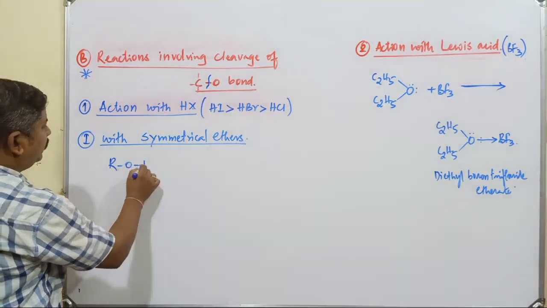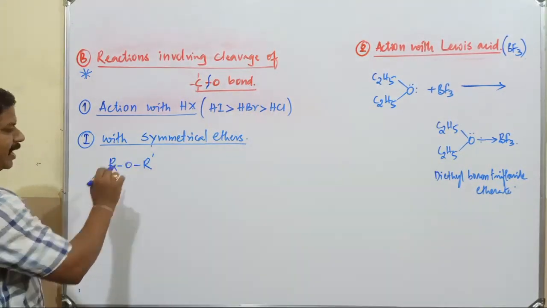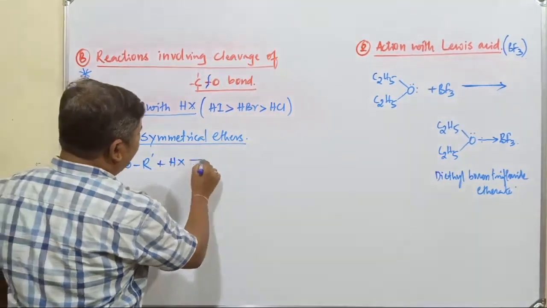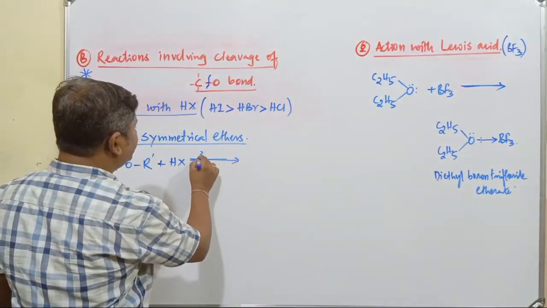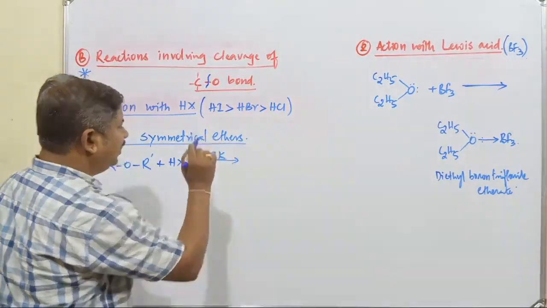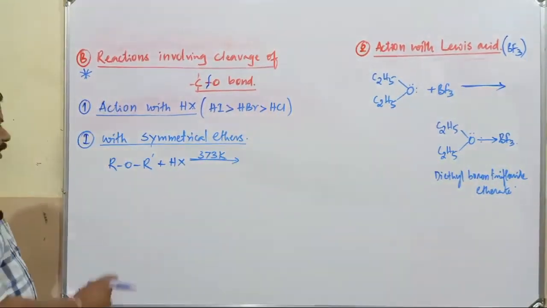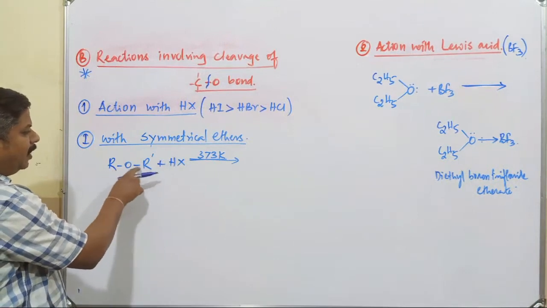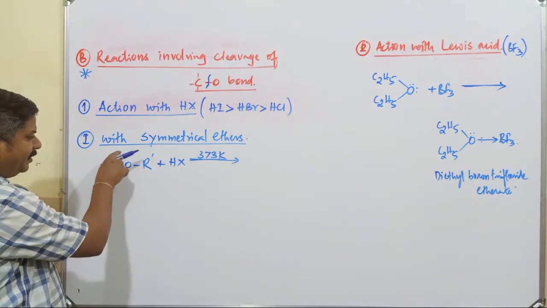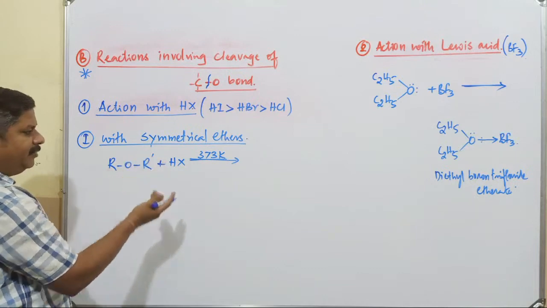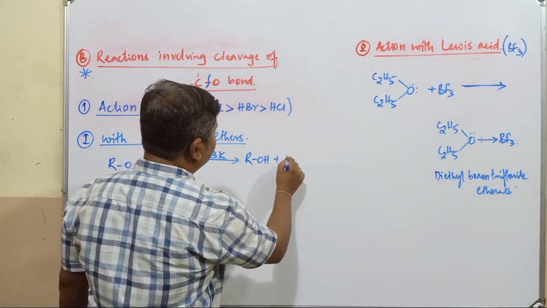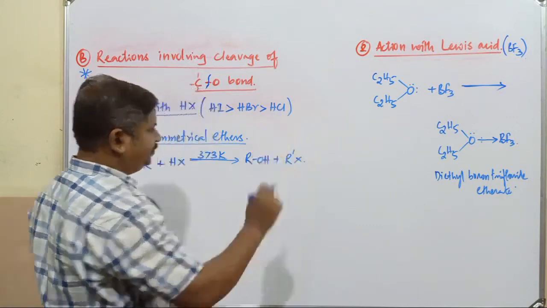It is ROR', remember R and R' are going to be the same, plus HX at a temperature of about 373 Kelvin. Now this bond or this bond cleavage takes place. It makes no difference since both groups are the same; either bond cleavage here or here makes no difference. So the products are ROH plus R'X.